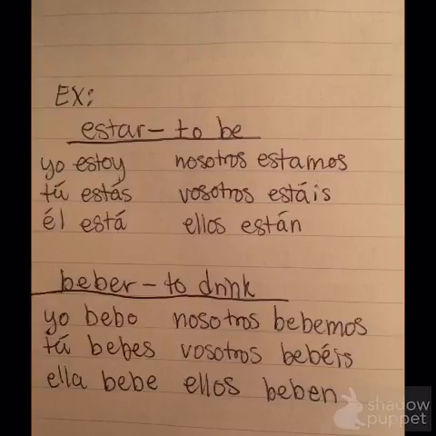Here are a few examples of conjugations, a couple common verbs in Spanish in the present tense. Estar is to be. Yo estoy, tú estás, él está, nosotros estamos, vosotros estáis, ellos están. As you can see, the endings and the verbs as a whole are very different in Spanish for each pronoun, whereas in English there may have only been one different word in the bunch. In Spanish, the endings are different.